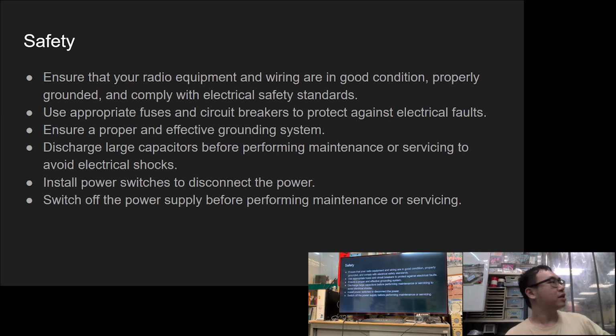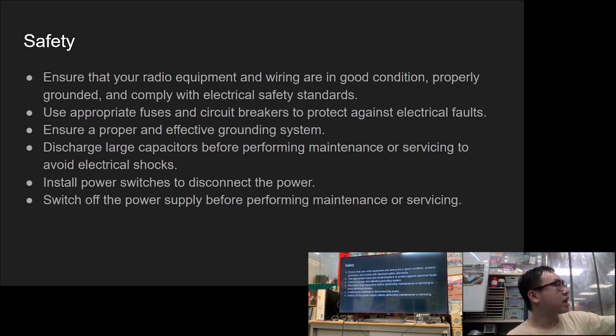Okay, safety. Make sure your equipment is in good condition. If you know that your equipment already has faults, don't use it, and you have to have proper grounding. Sometimes you may have to ground your antenna separately. We have a great antenna setting at the back, and for that antenna we need a separate grounding. So that's why we have some safety concerns here.